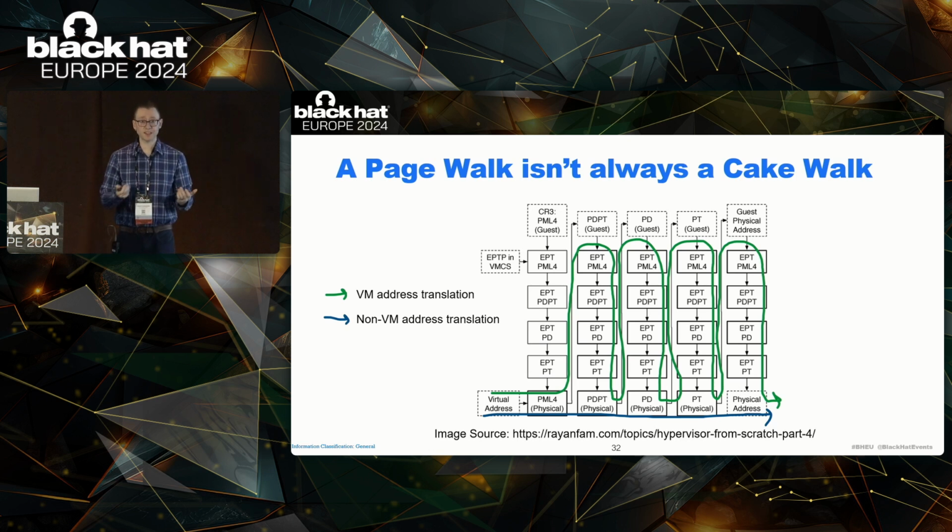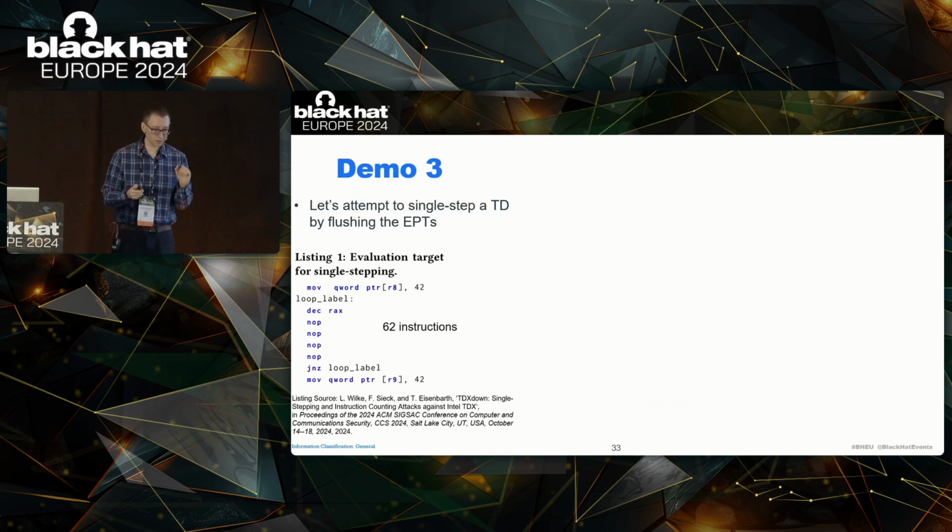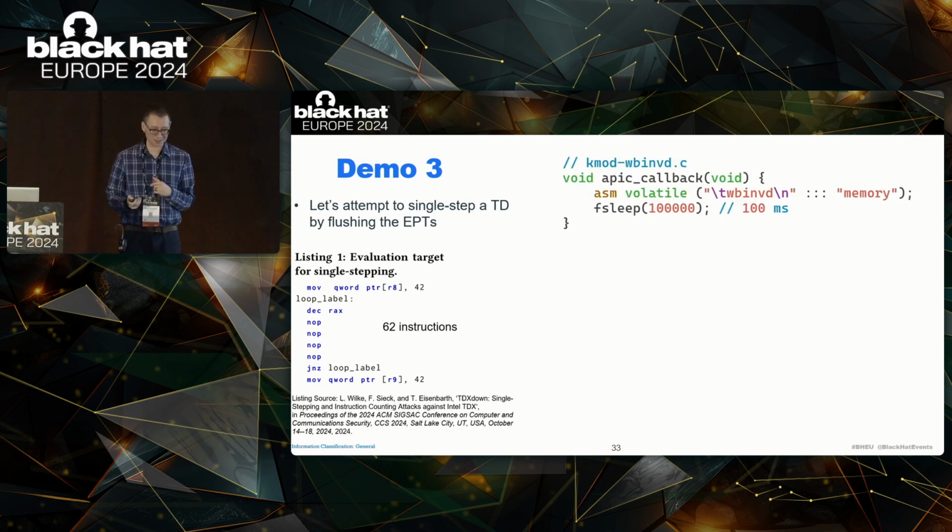On many processors, it might take several hundred. I think on our test platform, about 750 cycles to go to memory to get some data. So multiply 750 by 20, and you get a rather large number. And you can end up making a single no-op very, very, very expensive to execute if you do this maliciously. So in our third demo, let's attempt to single-step a TD by flushing the EPTs. And I tried making this into a demo, but the process of flushing all these EPTs takes a long time. So the demo runs, but it takes about 10 minutes. I couldn't quite show it here.